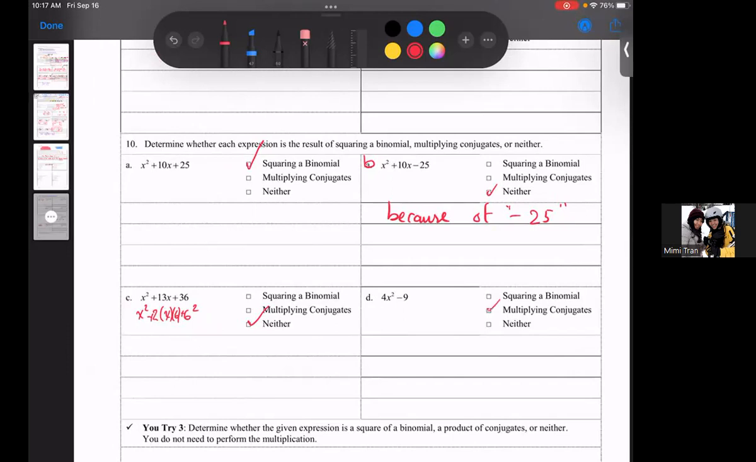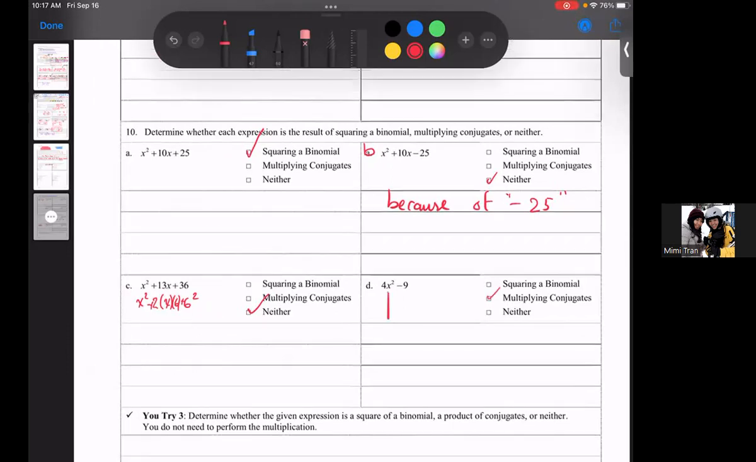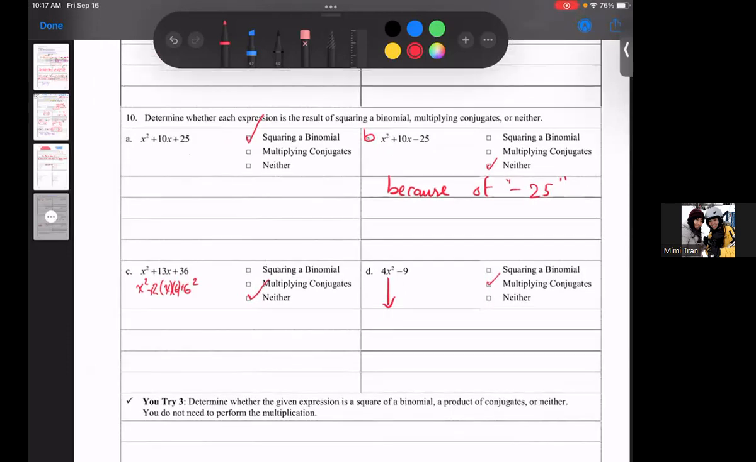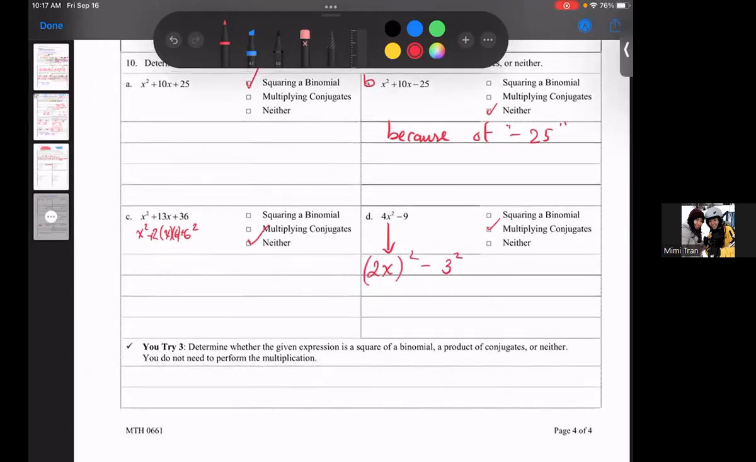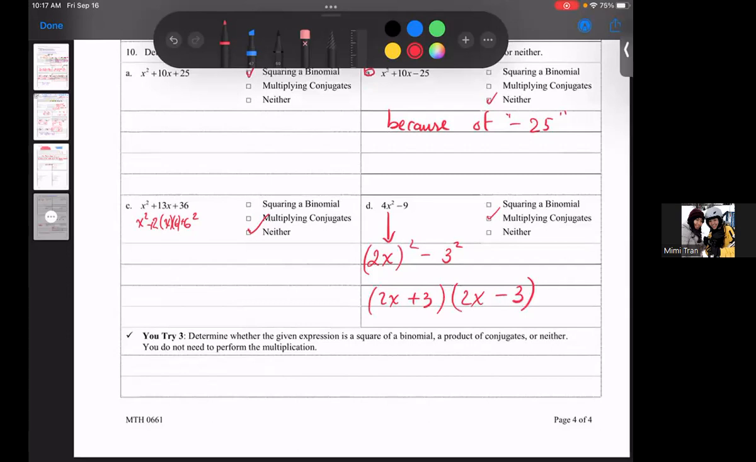Very good. Can you guys factor this? I know I haven't shown you yet, but anybody know how to do this? If you want to expand this, a squared minus b squared will be a plus b times a minus b, right? A is 2x, so it's 2x plus 3 times 2x minus 3. Just FYI, you don't have to know this. But you try 3 and then you can leave after you're done.